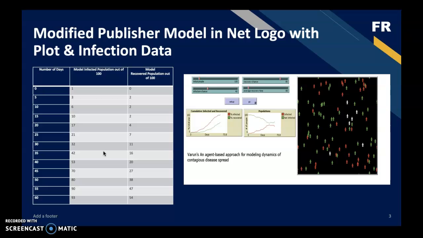In NetLogo, the black area represents close proximity where all the inputted population will be living. As you can see, the white symbol represents a not infected host, red represents an infected host, and green represents a recovered person.